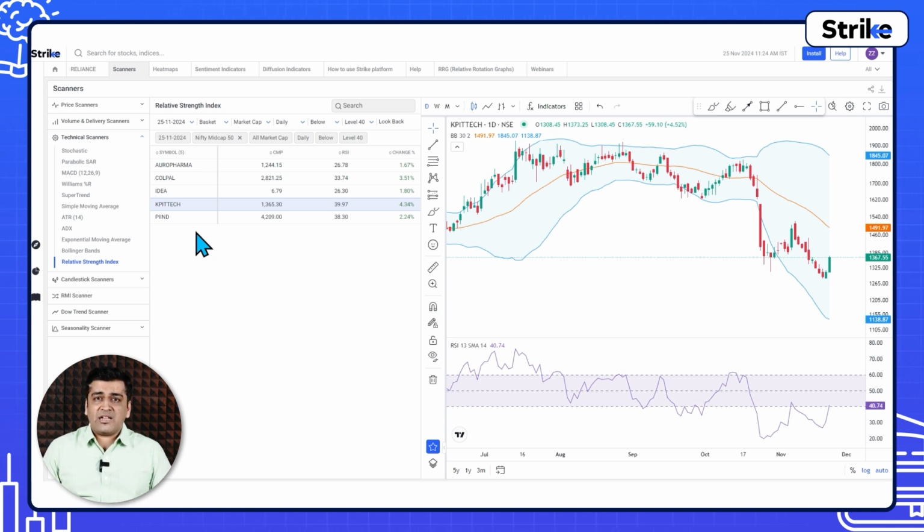You can also combine it with other indicators of your choice, but don't forget to backtest it.